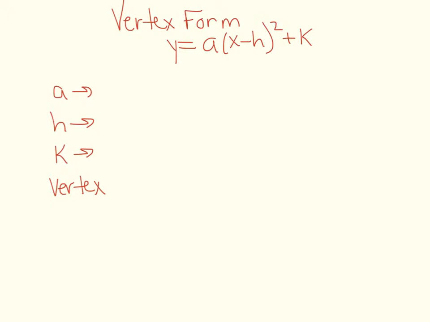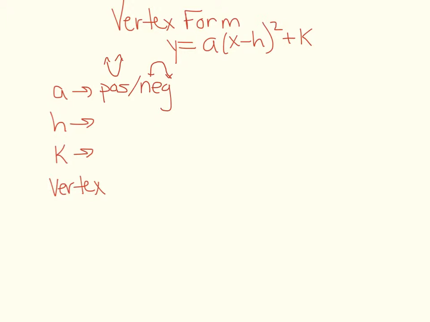Quick review of using vertex form, and when you don't have a graph and you need to either create the graph or find information from just the equation. So again, quick review. A determines whether it's opening upwards or downwards. If the value of A is positive, it's going to open upwards, and if negative, it's going to open downwards, the parabola.